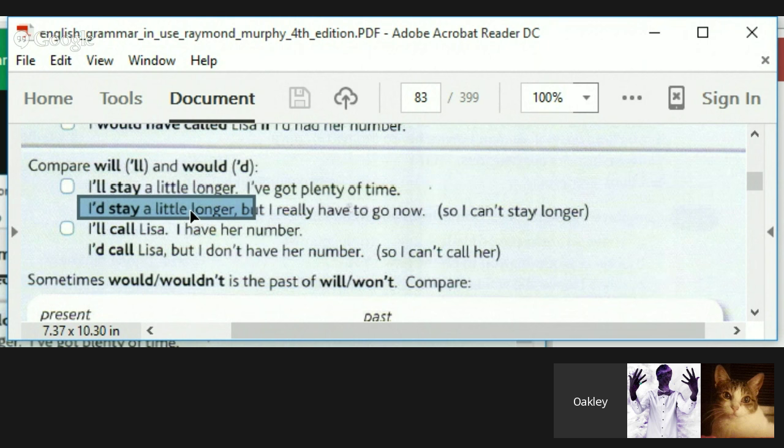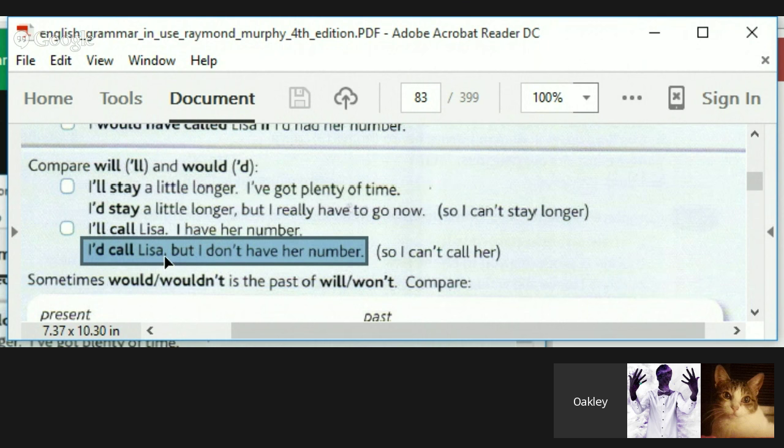I would stay a little longer, but that's not real. I'm not going to stay longer. I won't stay longer. Okay, because there's a condition. I'll call Lisa. I have her number. I would call Lisa, but I don't have her number, so I can't. It's unreal. So we use I will when it's real, and you're going to do it, and you use would when it's not real. So it's really not going to happen.